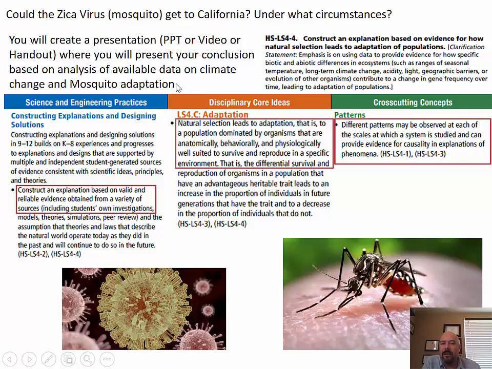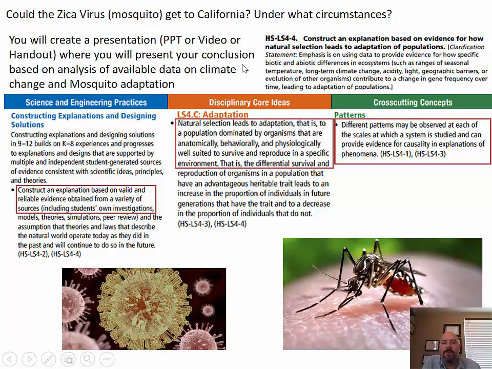Climate change, I think, is probably more than you would need in a basic task. And if this was a question, it probably would be done over multiple days. But let's focus on this piece over here on mosquito adaptation. We know that mosquitoes like certain temperatures and they don't do well in cooler temperatures. So what might it take, or how would they get to California? And what might that mean, again, going back to the standards of natural selection?